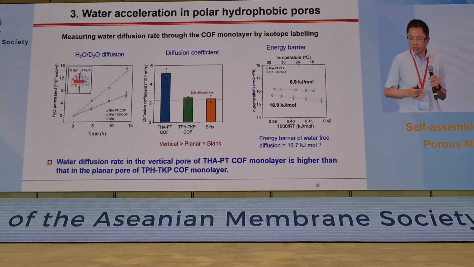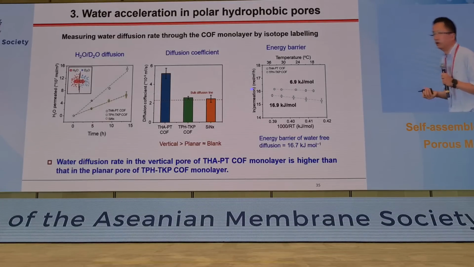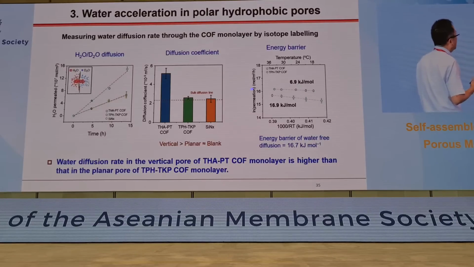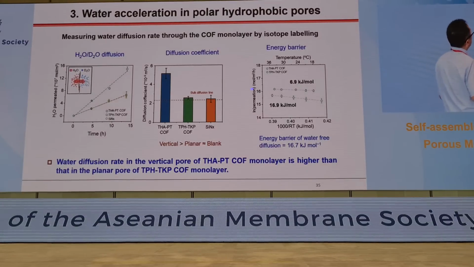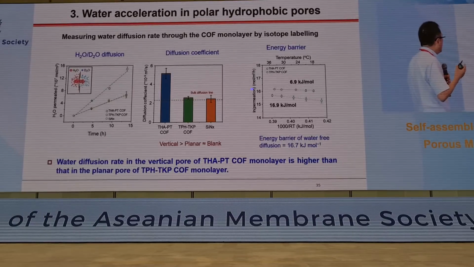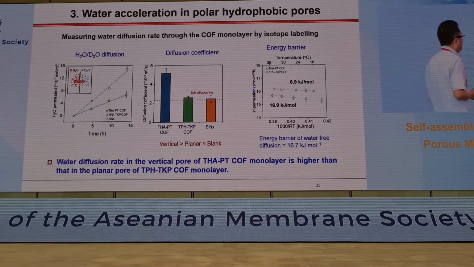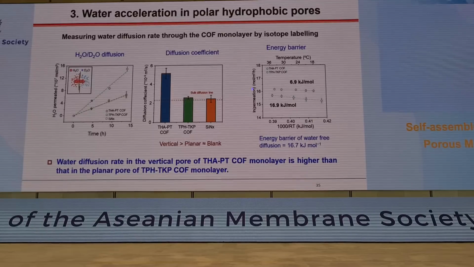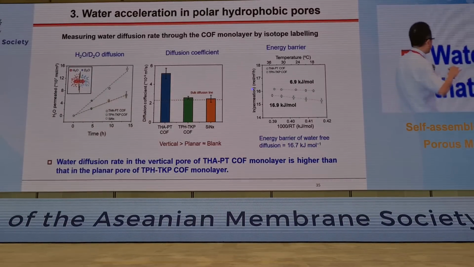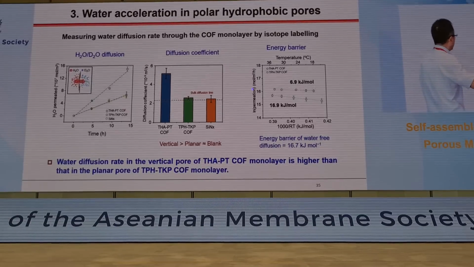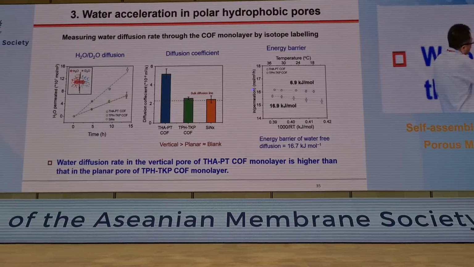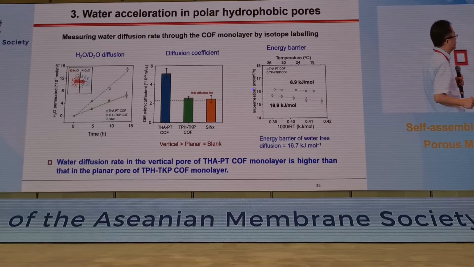So, except for water flux, we also used the isotropic diffusion experiment to confirm the water acceleration behaviors. As a result, we found the water diffusion rate in the vertical pores of the membrane is higher than that in the planar pores, and also higher than in the nitrate pores.